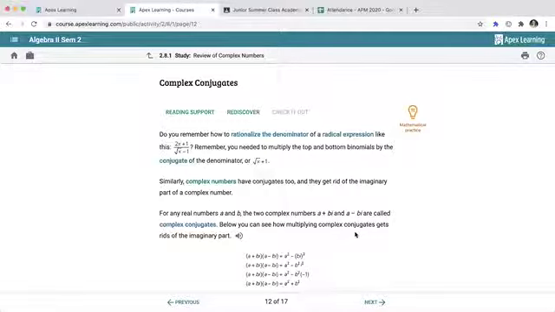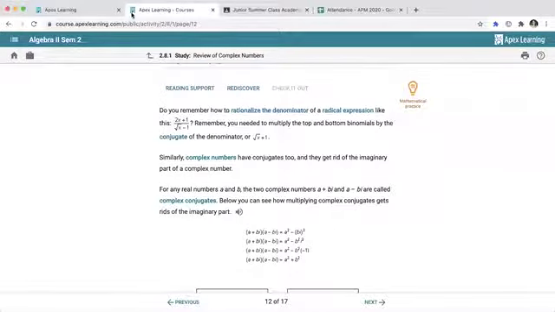Now the next step here is going to be, what if we have to divide by a complex number? And this is where your weekend homework is going to come in handy. Hopefully you did it.